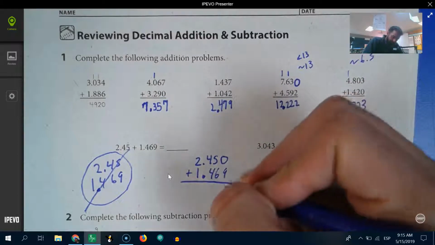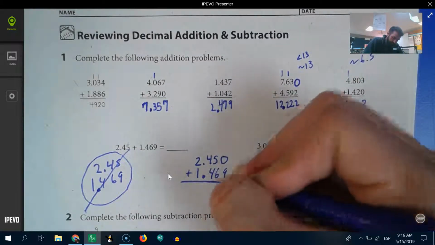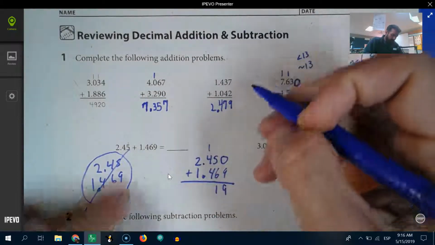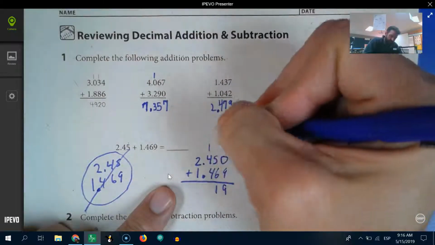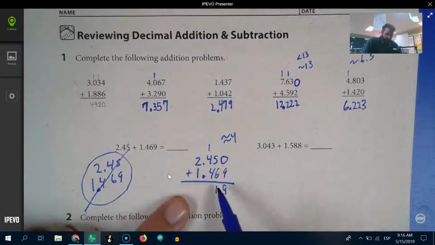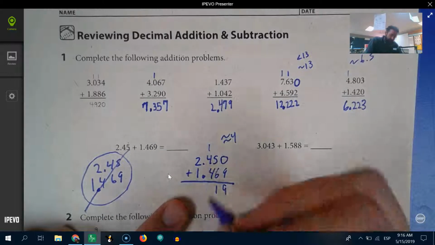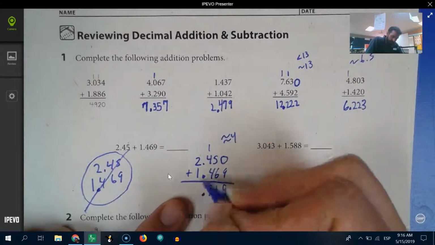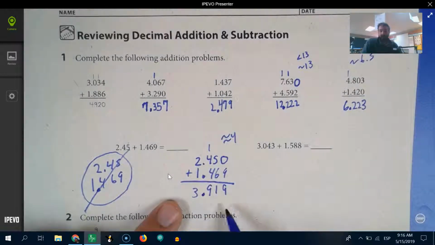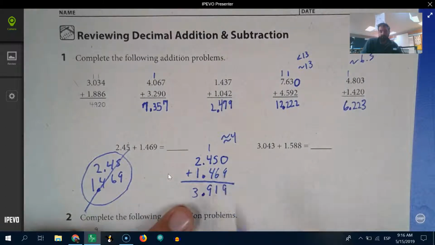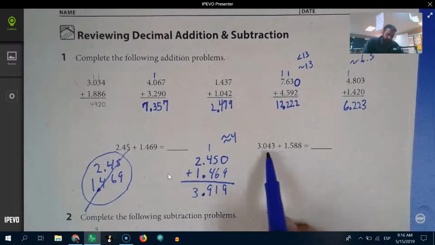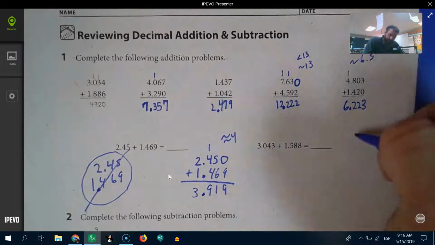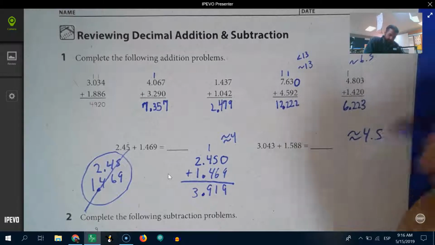Okay, over here 0 plus 9 is 9. 5 plus 6 is 11. 1 plus 4 is, oh, I didn't estimate. 2.5 plus 1.5, what is that? About 4. So I'm going to get around 4. 1 plus 4 is 5 plus 4 is 9. Drop my decimal point down. 2 plus 1 is 3. 3 and 919 thousandths is right around 4. So, job well done. And then we have 3-ish plus 1.5. So I'm going to be around 4.5.